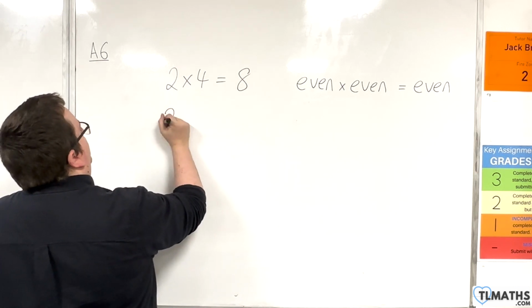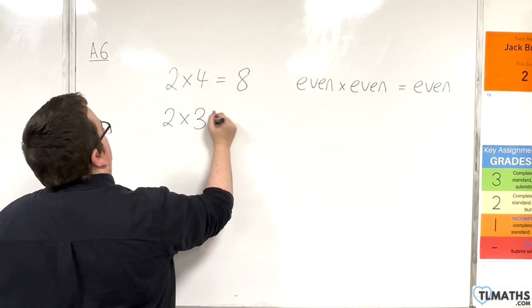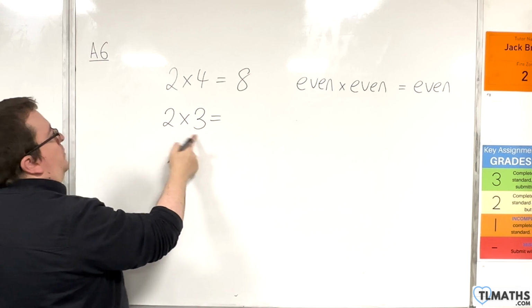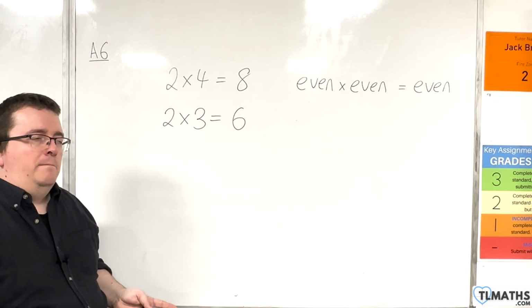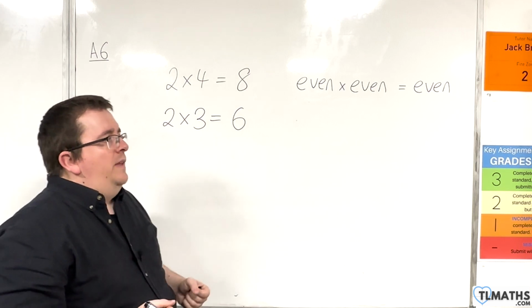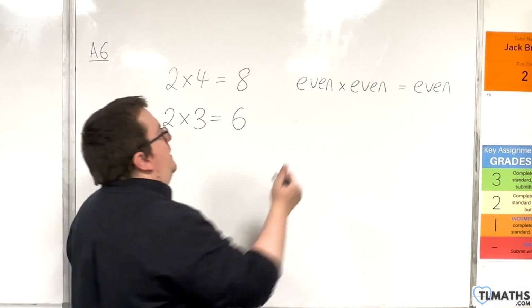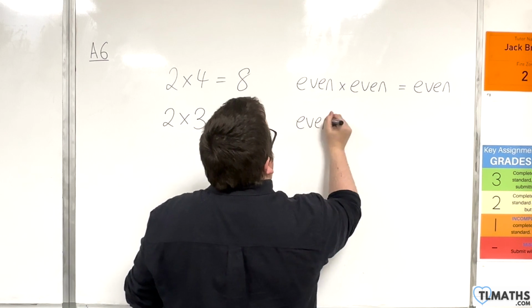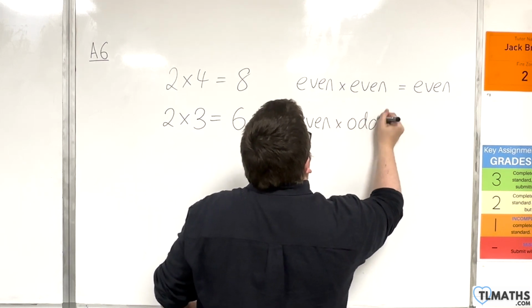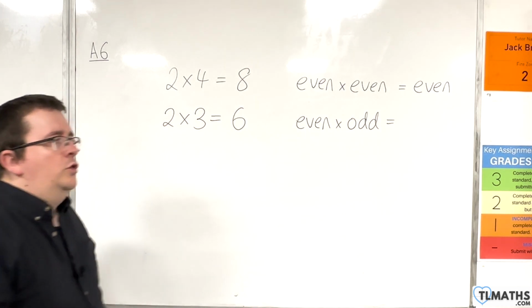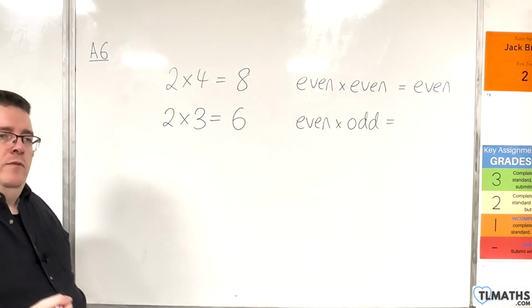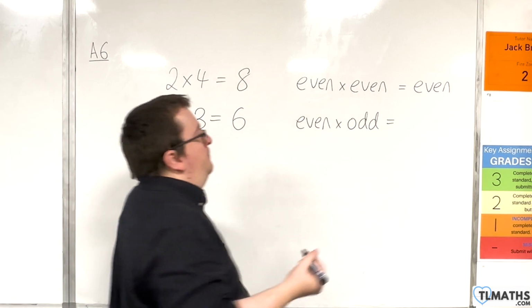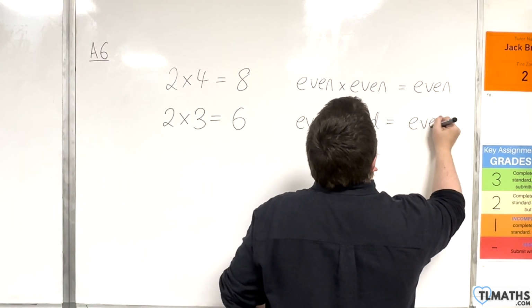Okay, so what about if I had an even times an odd? So if I've got 2 times 3, even times odd, well, I know that 2 times 3 is, of course, 6. And 6 is an even number. Now, is that always the case? If I multiply an even by an odd, is it always even? Or could it be odd? Okay, well, the answer to that is that it will always be even. Now, why is that the case?